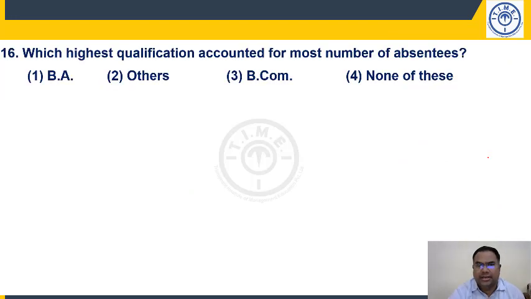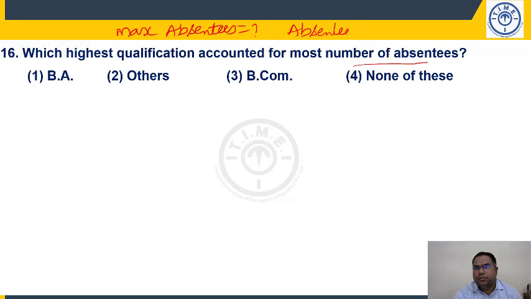Question number 16. Which highest qualification accounted for the most number of absentees? Maximum absentees. We need to find it. How will you get absentees? Filling the form minus present for the exam. This will give you absentees. I want which qualification accounted for the maximum number of absentees. BA, others, none of these.